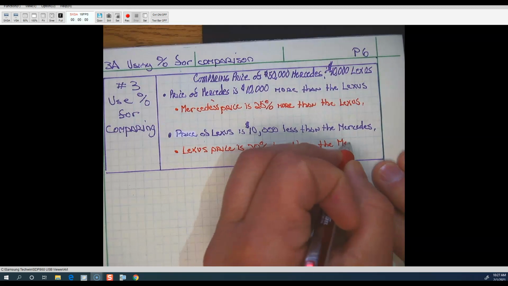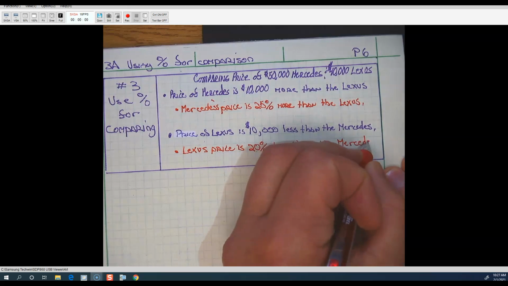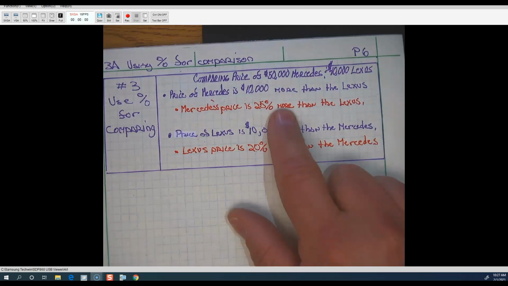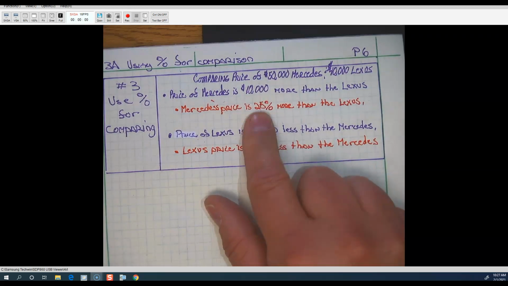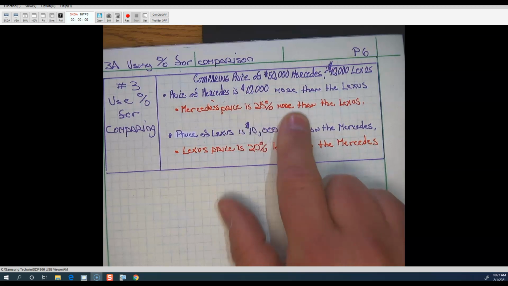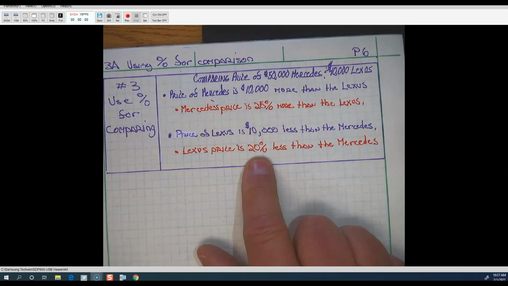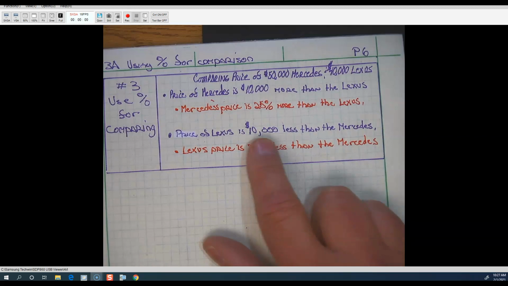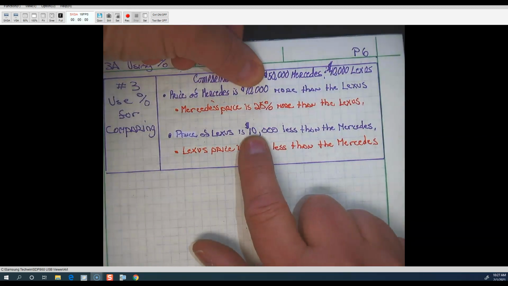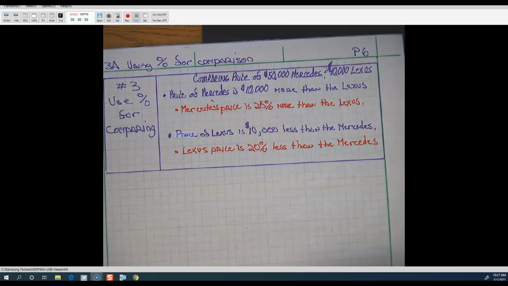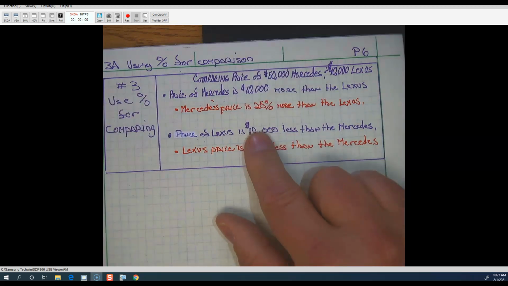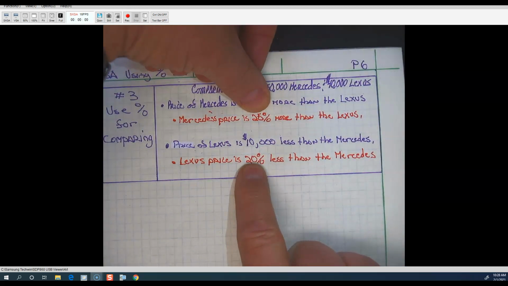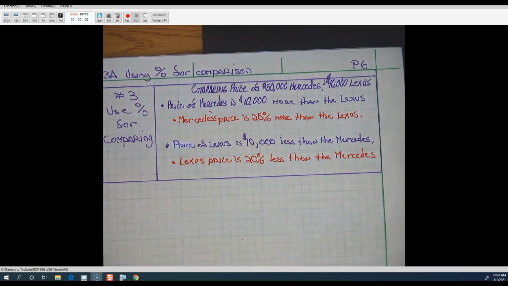Okay, Lexus price is 20% less than the Mercedes. Even though the difference between them is still $10,000, when we use percentages to compare them, this one says the price is 25% more, and then the Lexus is only 20% less. Well, how can those two be different when it's 10,000 and 10,000? So that's what we're going to take a look at today. Most people don't understand it when percents are used this way, and they would think that this should be 25% as well.